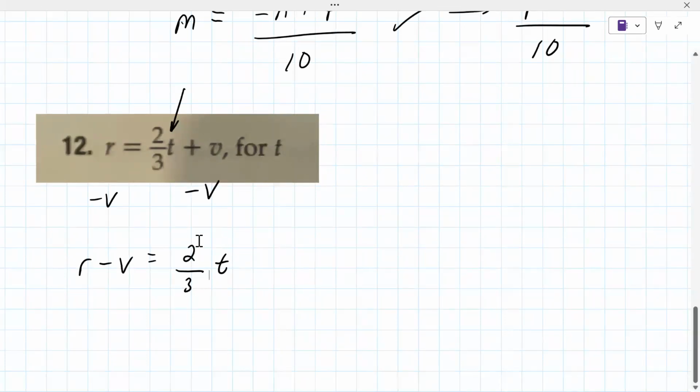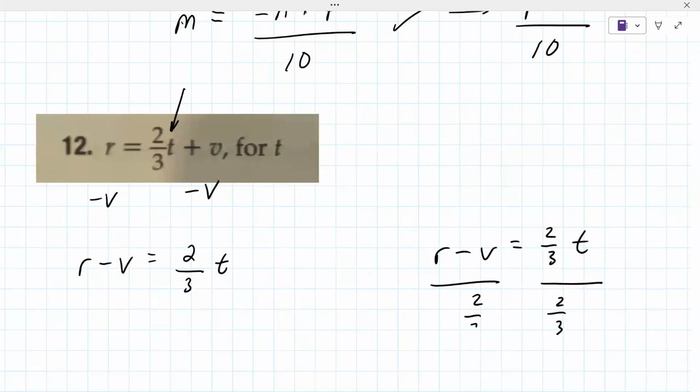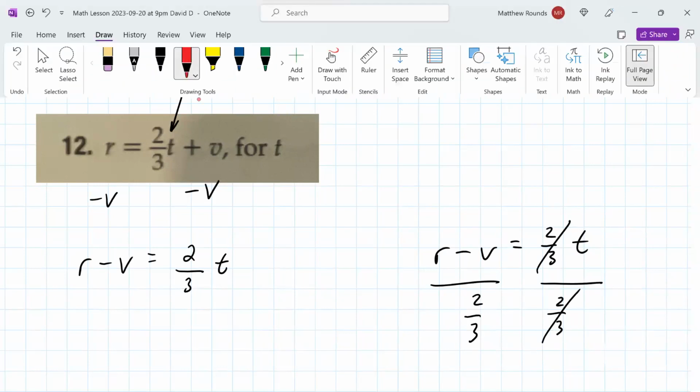There's a couple of ways to undo this number in front. You could, and when you don't want to do this, I'm going to show this on the right here, divide both sides by 2/3. While this is correct, it's like, well, what do you do now? That's bad. So rather than dividing by a fraction, you multiply by the reciprocal.